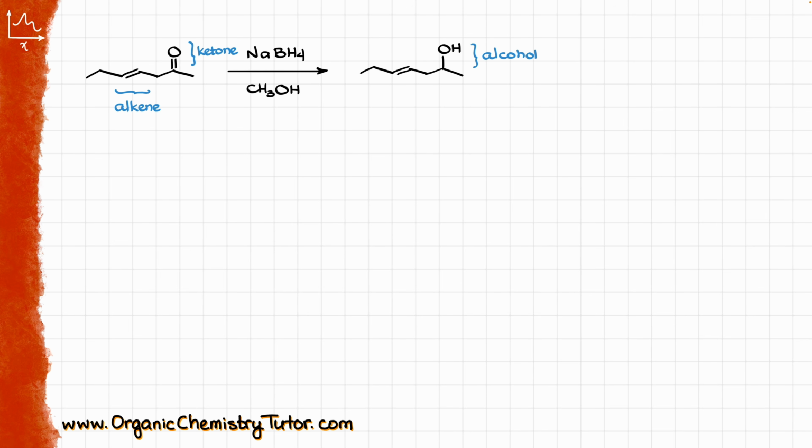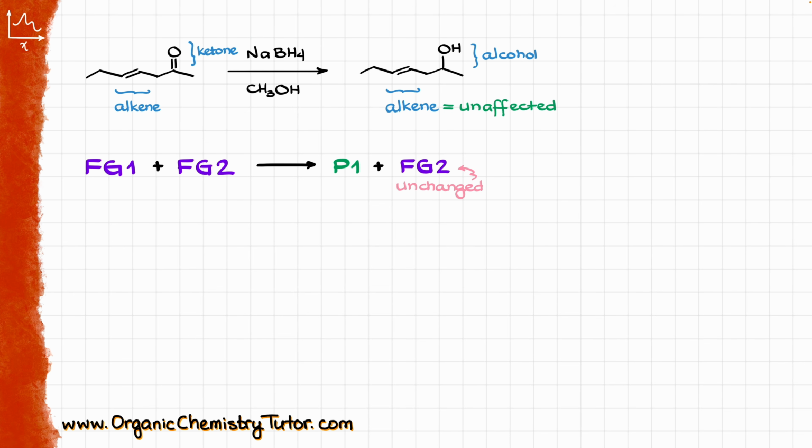And notice how the alkene in this case, that functional group stayed unchanged. So when you have a situation where you start with two or maybe even more different functional groups, but only one of those functional groups reacts giving you a product while the other one stays unchanged, well, in that case, you are looking at the chemoselective reaction.